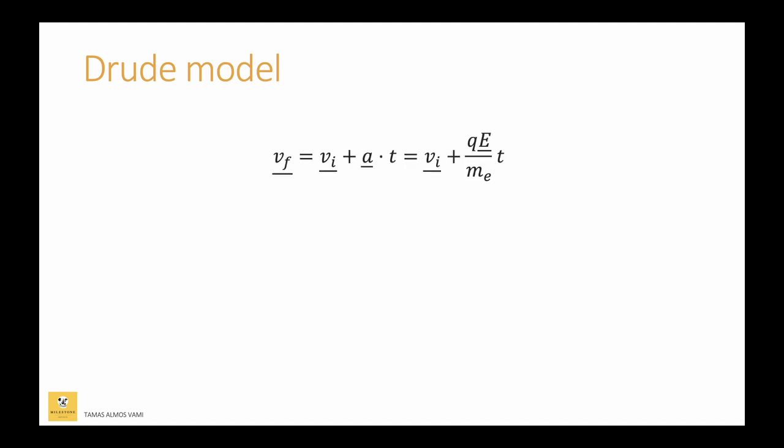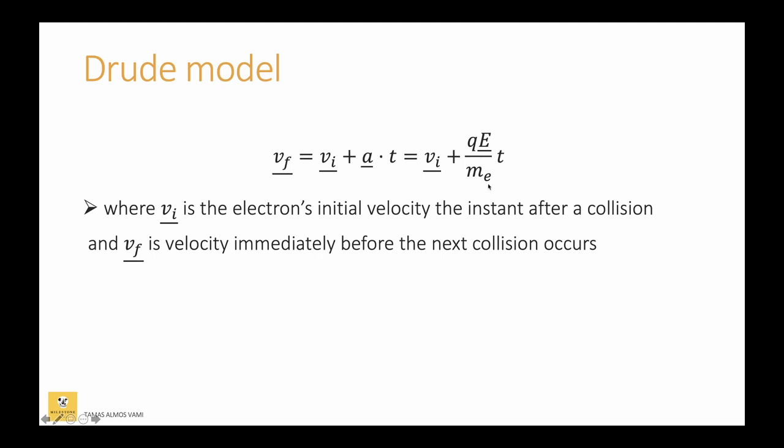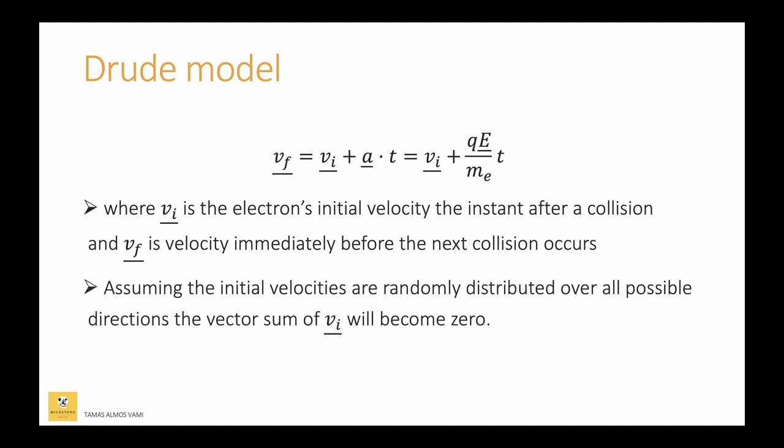And if that's true, then the final velocity is calculated as the initial velocity plus this constant acceleration times the time. But we just figured out that this acceleration from Newton's law is going to be this quantity. And now, again, we will just look a bit at the symmetries of the system. So this v_i, the initial velocity of the electrons, is what happens after the collision, and the v_f is what is immediately before the next collision.